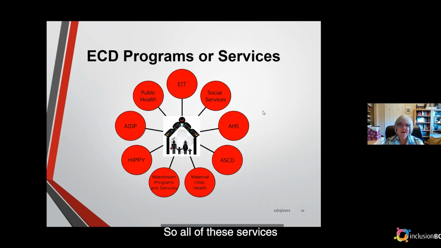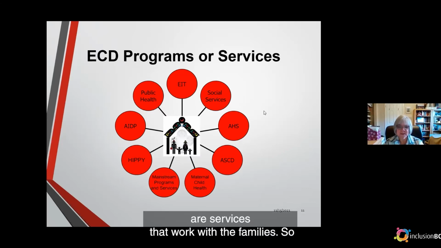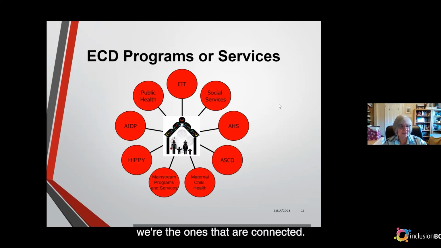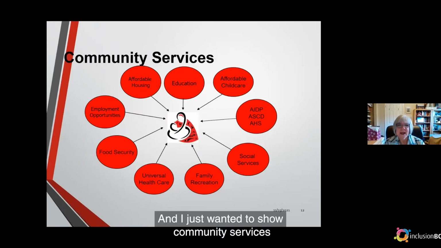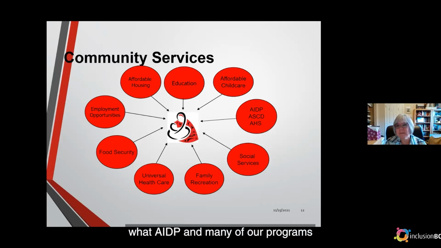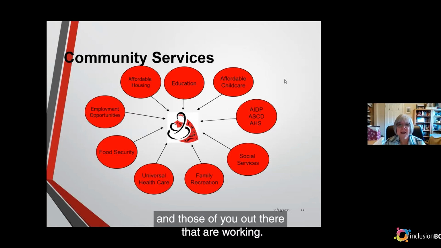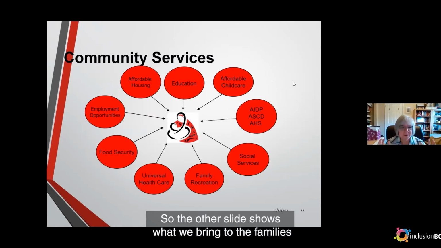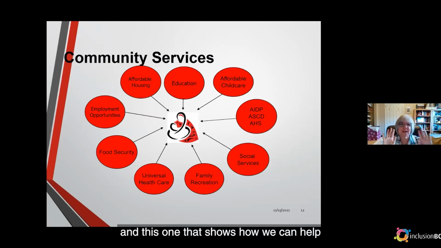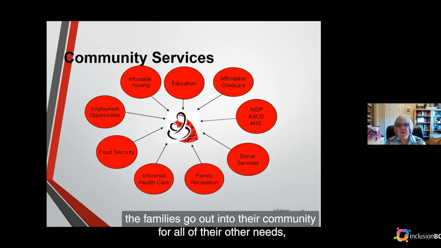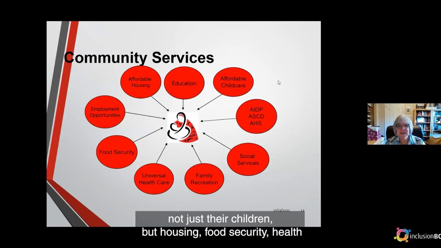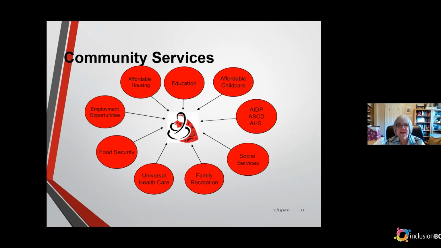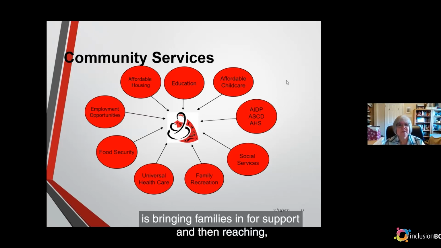So all of these services are services that work with the families. We're the ones that are connected. And so that's kind of where we're at, family-centered practice. So next one. And I just wanted to show community services, what AIDP and many of our programs and those of you out there that are working, these are other things that our family-centered support can bring. So the other slide shows what we bring to the families, and this one shows how we can help the families go out into their community for all of their other needs, not just their children, but housing, food security, healthcare, recreation, all of these things. So that's what family-centered means for AIDP, is bringing families in for support and then helping them reach out for further supports.